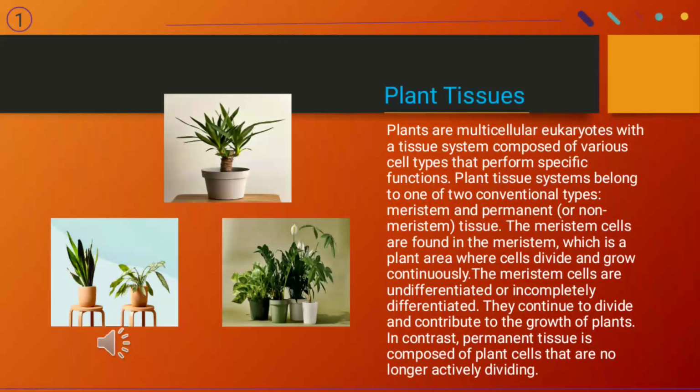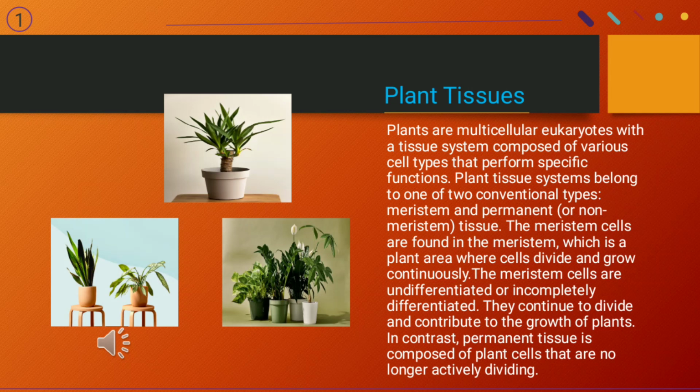Plant tissues. Plants are multicellular eukaryotes with a tissue system composed of various cell types that perform specific functions. Plant tissue systems belong to one of the two conventional types, which are meristem and permanent or non-meristem tissues.